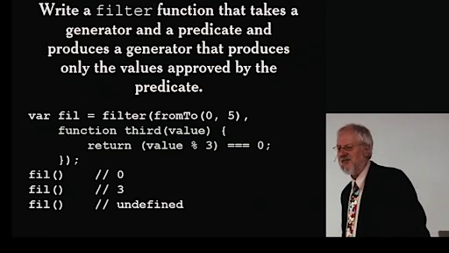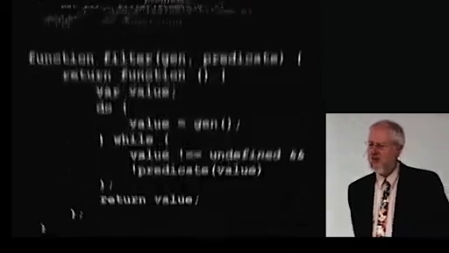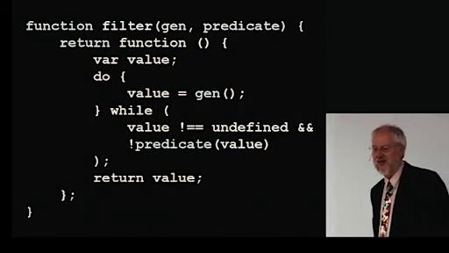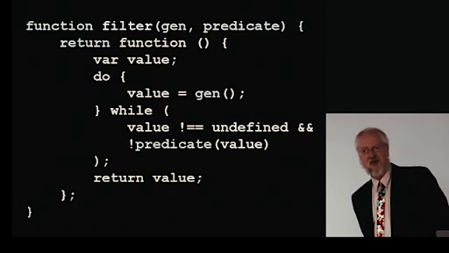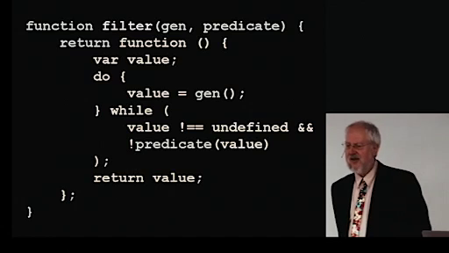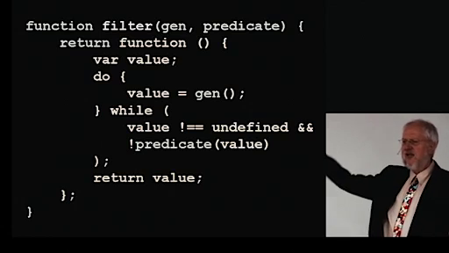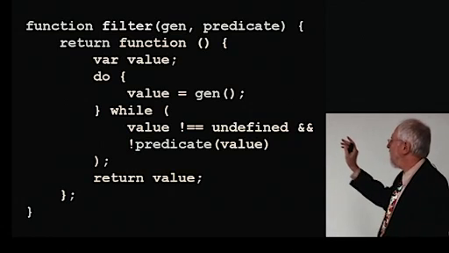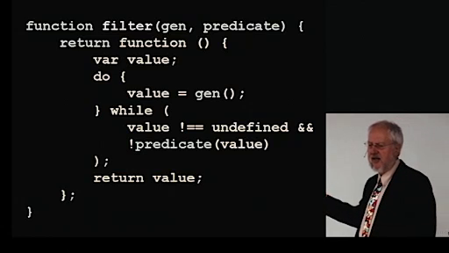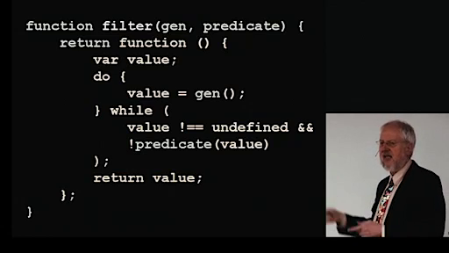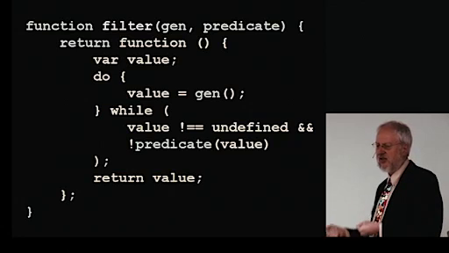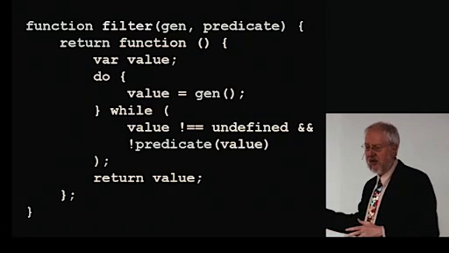Okay, let's look at filter. So did everybody figure out that you need to use a loop? Yeah, that was the key to this one. So, very good, we'll get to that. So here's one way to write filter. Well, first off, who got something that works? Okay, very good. So filter takes a generator and a predicate and returns a function which will stay in a loop calling the generator until it gets a value which is approved by the predicate, in which case it'll drop out and return the value. And that's an acceptable way to do it.